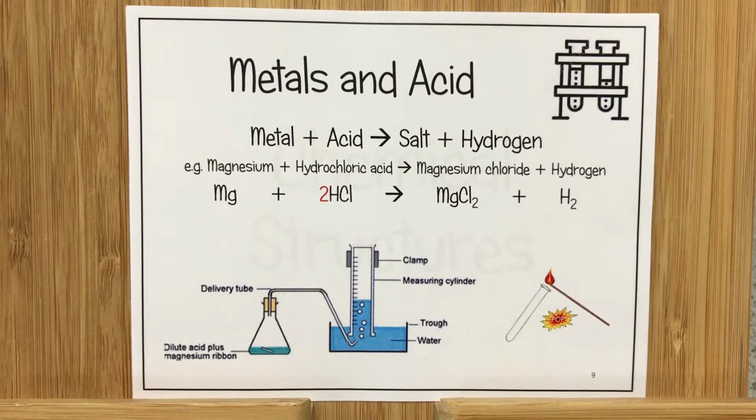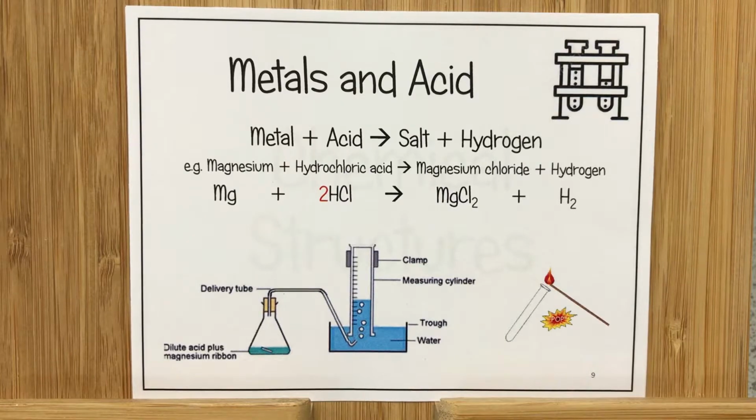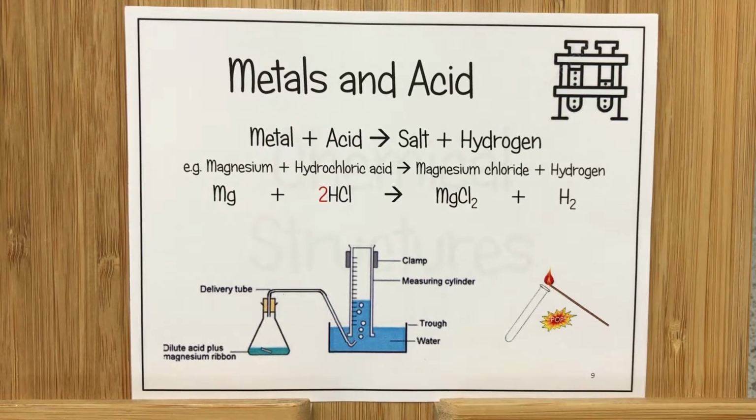And what's really good about using a measuring cylinder is that we can look at what volume of gas we have collected in a fixed amount of time. So we could let the reaction run for 1 minute and look at what volume of gas has been produced in that 1 minute, or we could time it to see how long it takes to collect, say, 100 millilitres or 100 centimetres cubed of hydrogen.